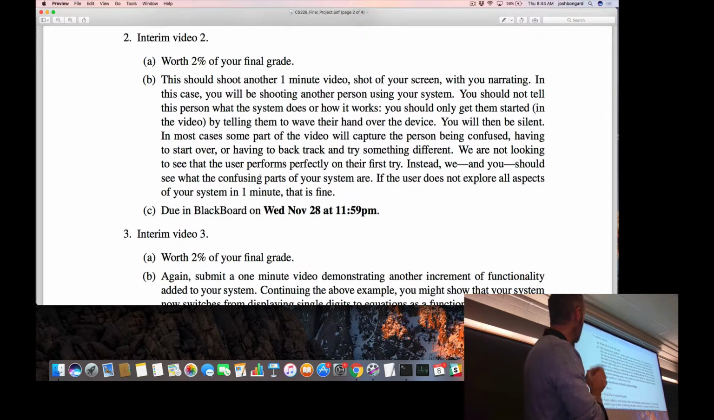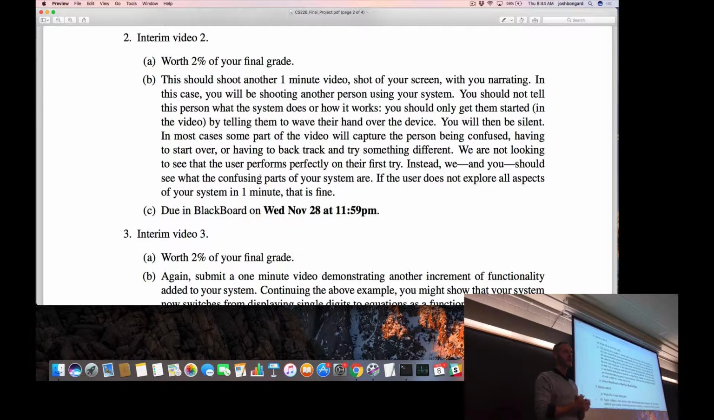Okay. Yeah, in most cases, some part of the video will capture the person being confused, having to start over. They have to backtrack. Their hand leaves the thing, and they can't figure out how to bring it back and restart the system. That's what we're looking for. Now, of course, you could coach your user beforehand. We're doing this on the honor system.